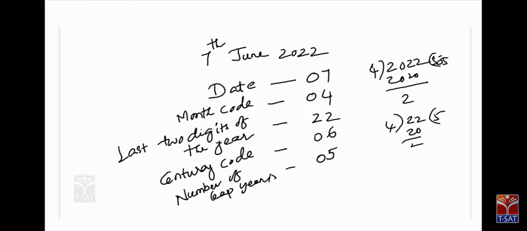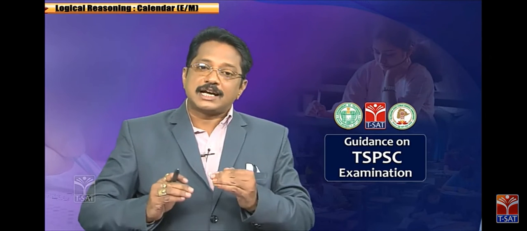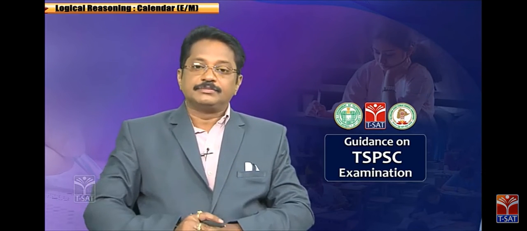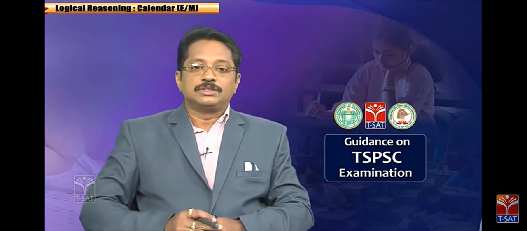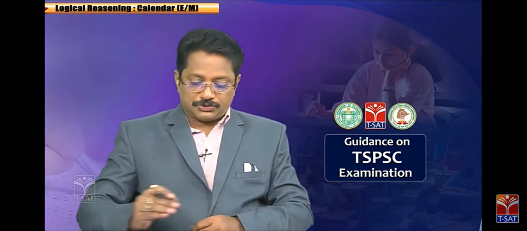So, this is very clear. And so, once again I am saying, verify all these things carefully. First you have to write the date 07, then write the month code. What is the month here? June. The code of this month is 4.